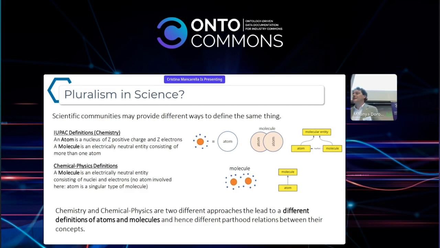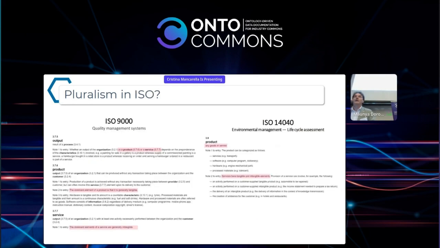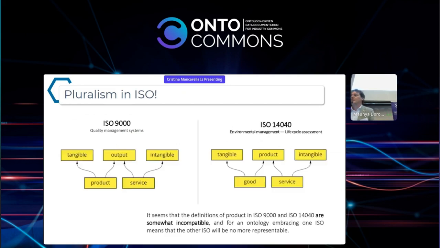So this is something that is really important and really bothers us when we want to integrate this concept in an ontology. And there are also other very important clashes. For example, from ISO 9000 or ISO 40000. What is the product? Is a product tangible or intangible? It depends on which standards you want to adhere to.